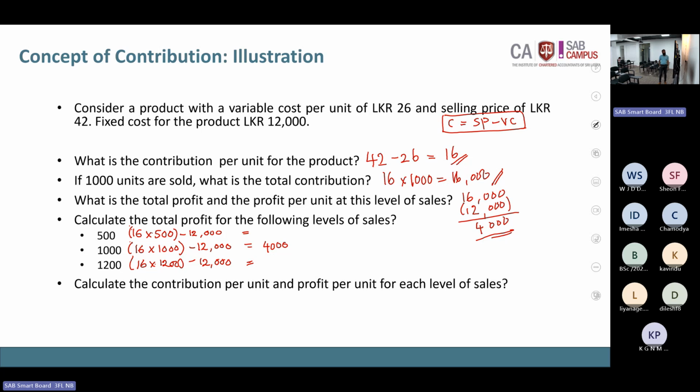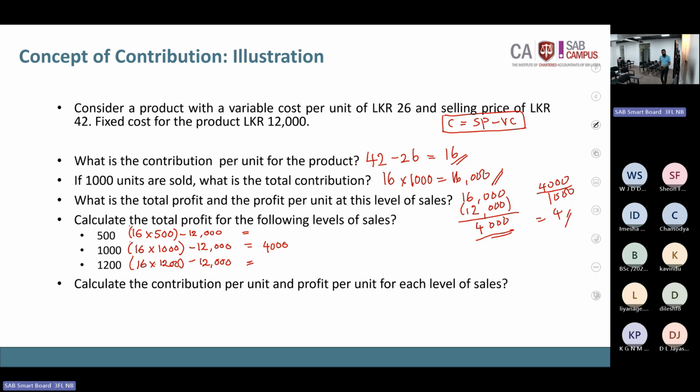So the contribution is 42 minus 26, which is 16, and if 1,000 are sold, we have to multiply by 1,000, giving 16,000. That is the total contribution. From that, if we remove the fixed cost part, then we have the total profit. If we sell 1,000 units, 4,000 divided by 1,000 units gives the profit per unit at this level of sales.